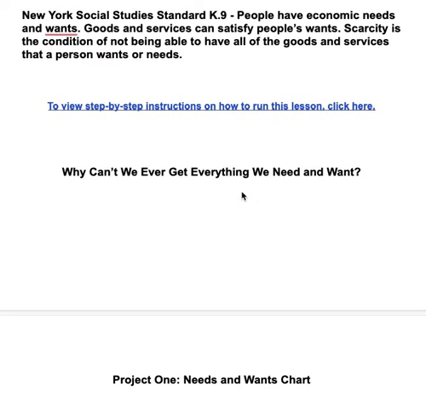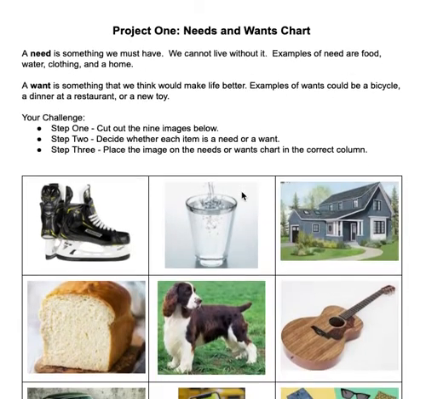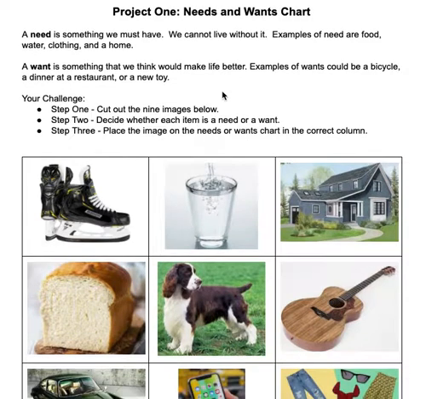So our title is, Why Can't We Get Everything We Need and Want? There's going to be a few projects for this. The first project is a needs and wants chart. And what we're going to ask the students to do is to understand the difference between a need and a want. And I gave the definitions right here. The need is something that we have to have, we can't live without it. And a want is something that we would really like, that we think would make life better. So there's a difference between those two.